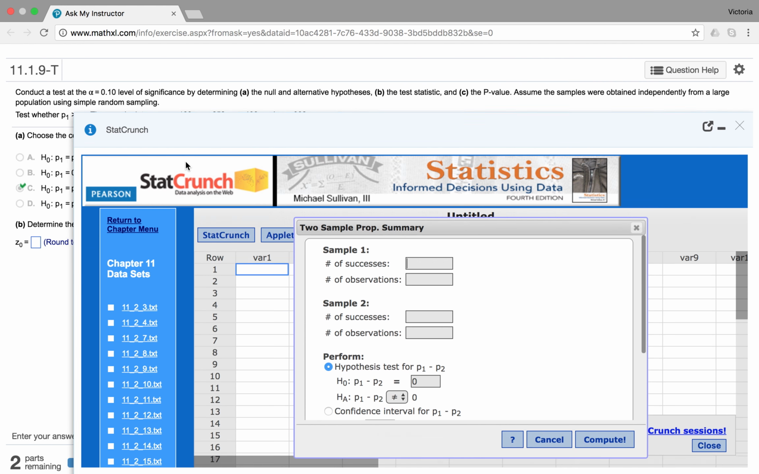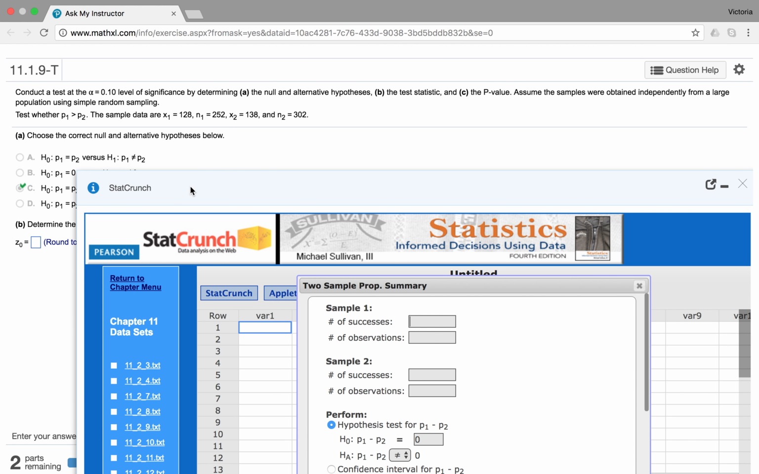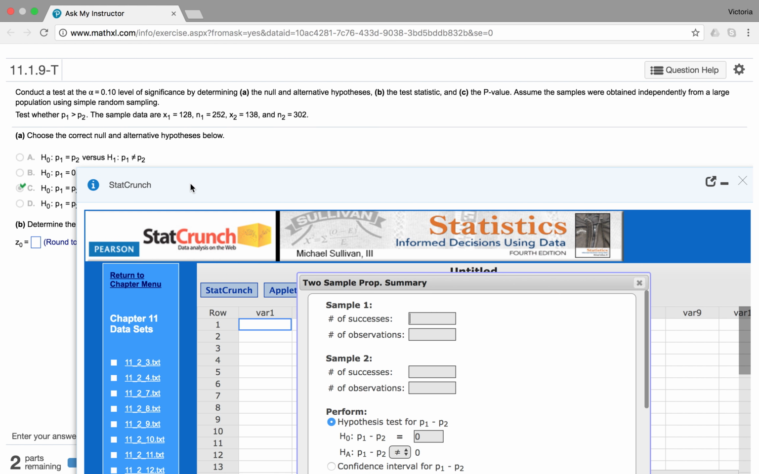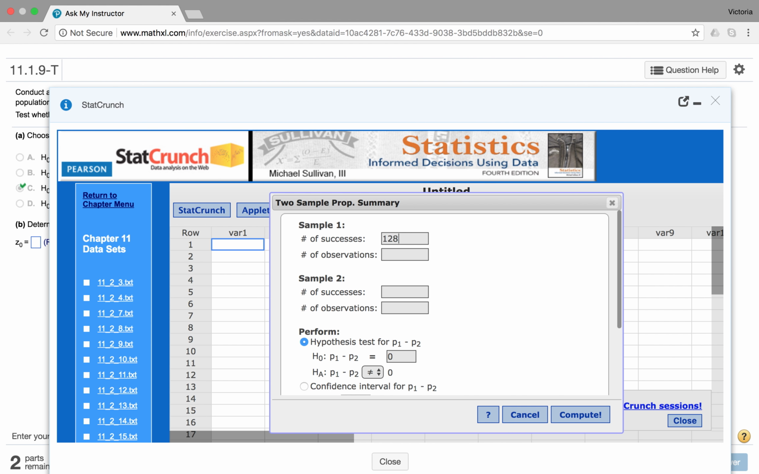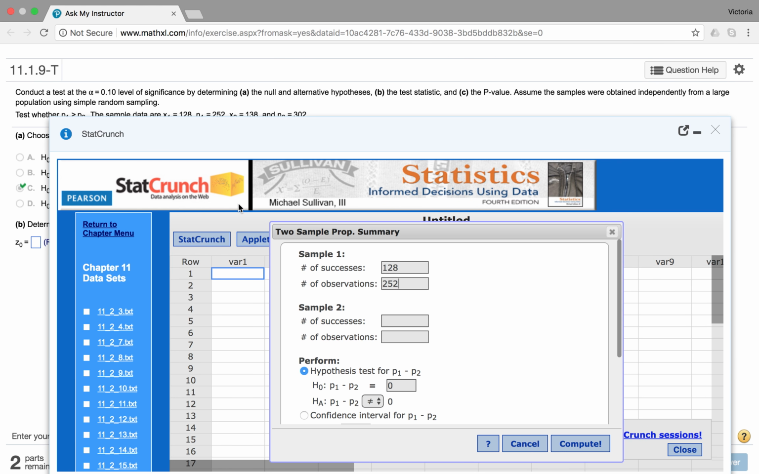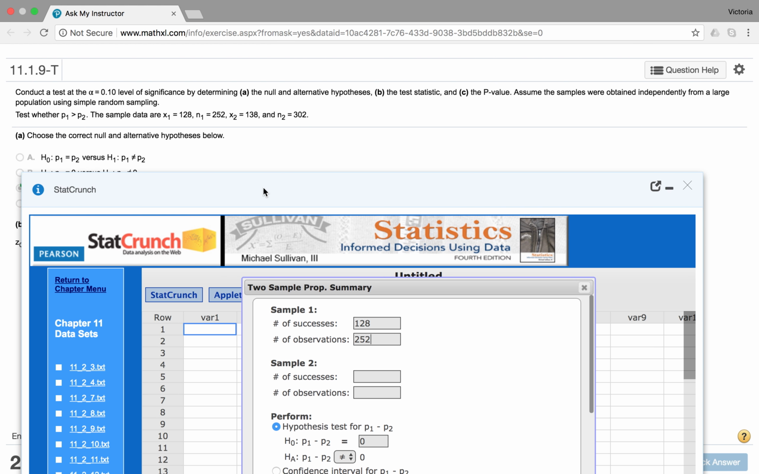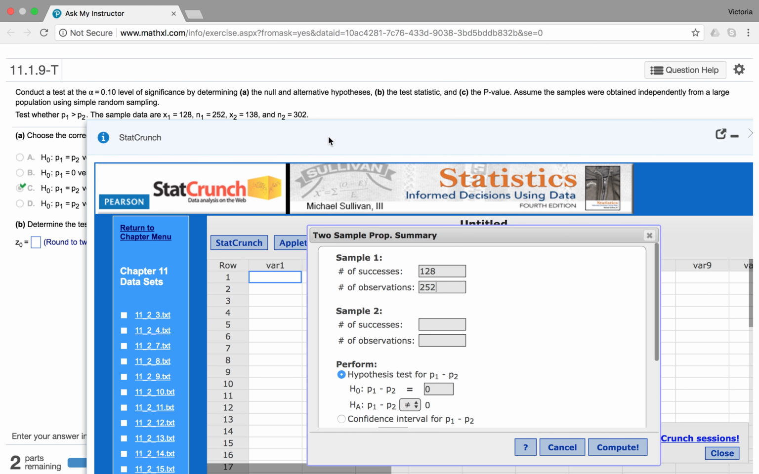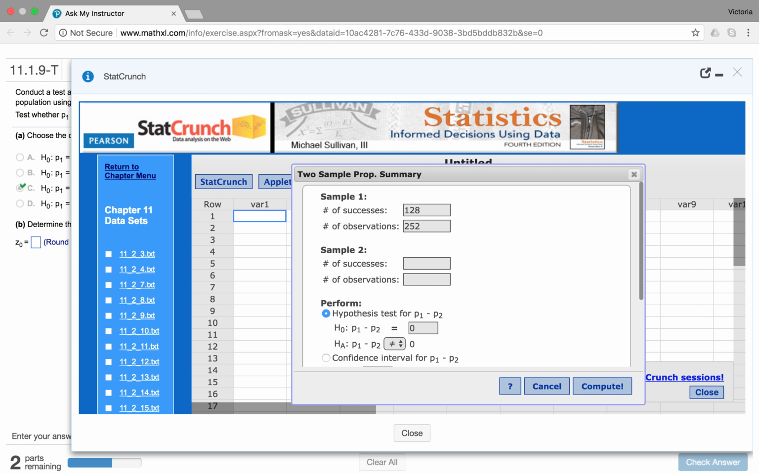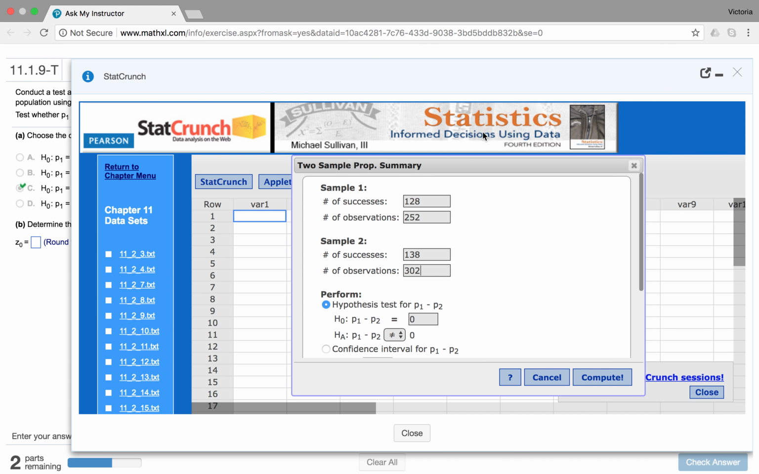And then we're going to plug in all of the stuff that we know here. So for the first sample, the number of successes is 128, and the number of observations is 252. So 128 and 252. And then for sample 2, the number of successes is 138, and the number of trials is 302. So 138 and 302. And then we're going to pick that we do want a hypothesis test.